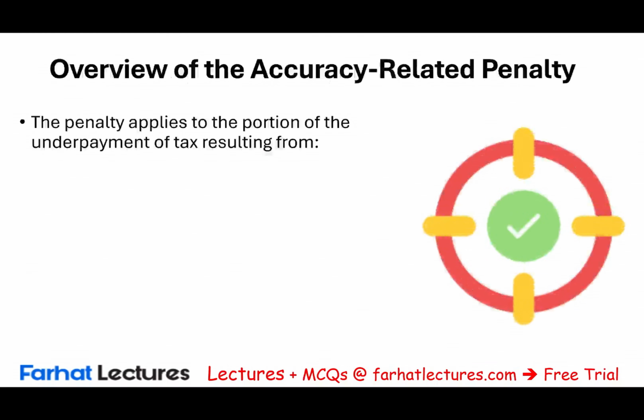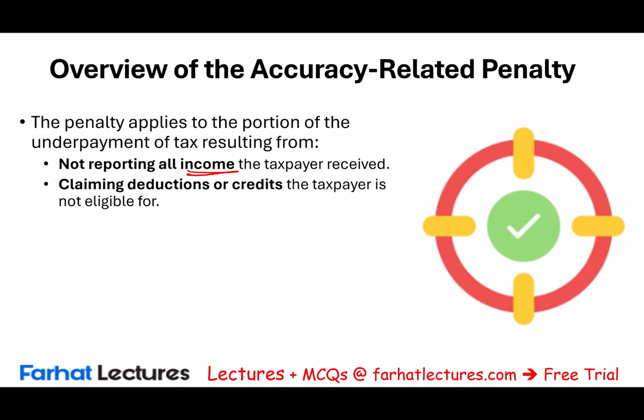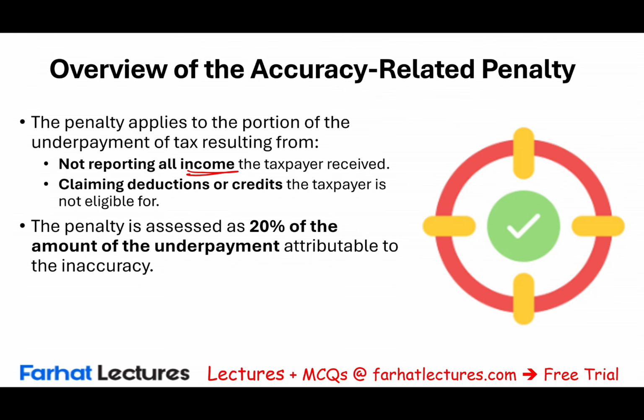The first thing you need to know is the penalty applies to the portion of the underpayment of tax. It means the tax that you did not report, such as not reporting all your income. So that portion of the tax that you did not report your income for, not for everything, you will be charged a penalty for. Or if you are claiming certain deductions or credit that you are not eligible for. Once again, the penalty is 20% of the amount of the underpayment attributed to not reporting your income, claiming deduction or credit.